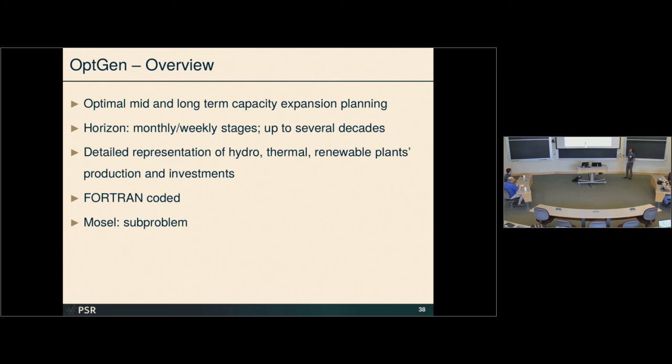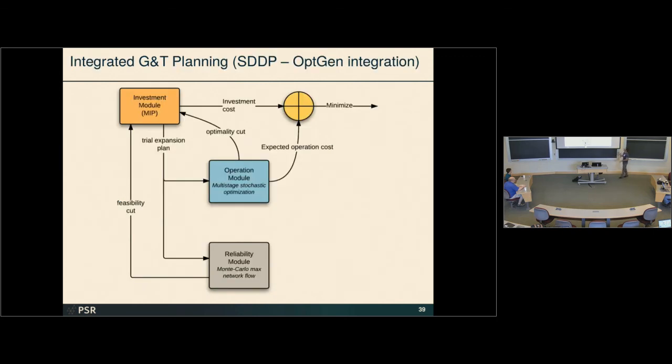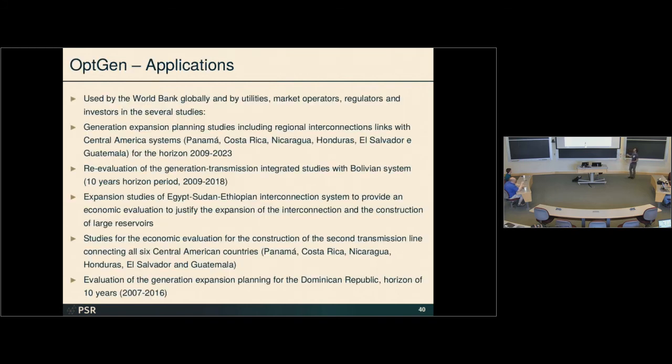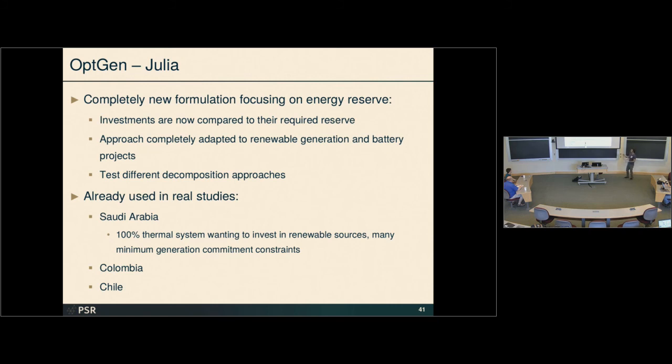I'll go really fast to the last two models because I don't have much time. One of them is power system expansion planning. The original model was in Fortran, and these two problems were written in Mosel, so it has this integration between the two. But this is just a scheme of how the old model would work. These are some applications. But the new model is a complete rewrite. We did everything from the beginning, everything in JuMP and Julia.